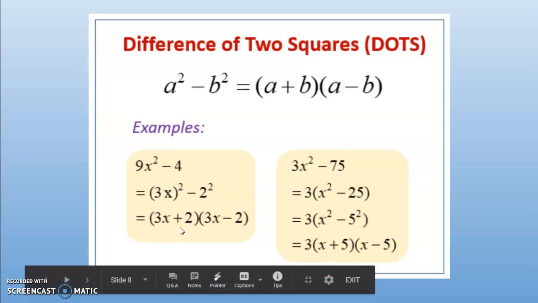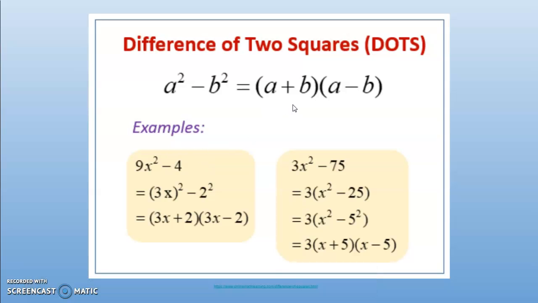If we were to actually distribute everything, it would be 9x squared minus 6x plus 6x minus 4. Well, the positive 6x and the negative 6x would cancel each other out, so you just end up with 9x squared minus 4. So the real quick thing you can do once you start to recognize that, oh, that's a difference of two squares, when you're multiplying, all you need to do is multiply the first terms and the last terms. You can just ignore the middle terms because they're just going to wipe each other out.